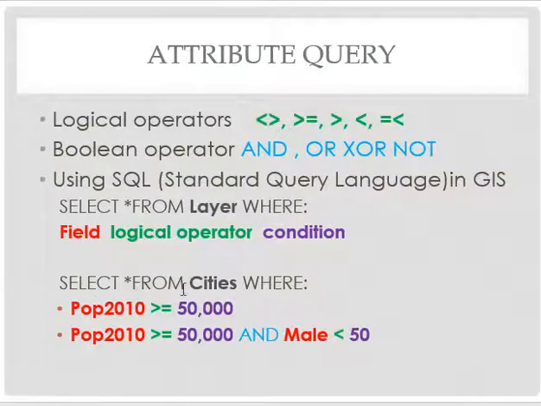So I've got my feature class is where I'm selecting from, and then where is my field, my operator, and my condition. Here one field is pop 210, greater than or equal to 50,000, and is my other logical or Boolean operator, and male is less than 50. So here I'm looking at two different fields within the same feature class.